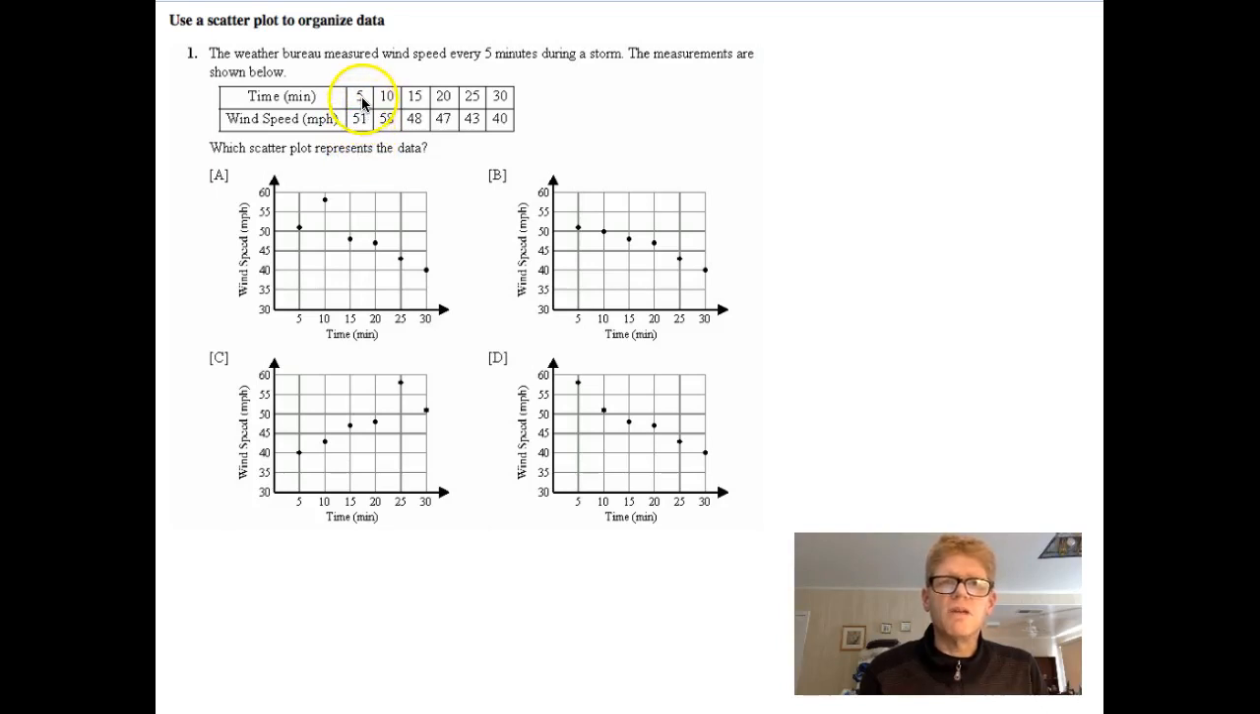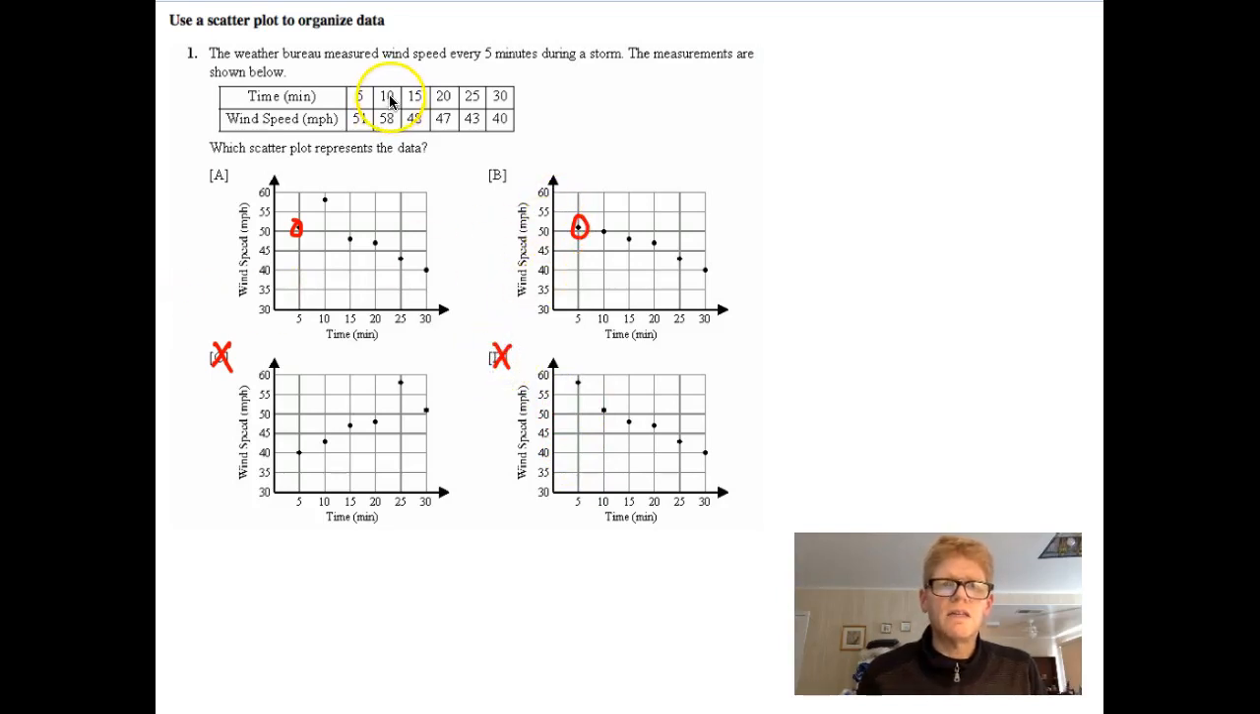So all we have to do is plot these points on our coordinate plane. So 5, 51 should be one of our points. 5, 51 looks like there's one here, and one here, and there's no 5, 51 here, so we know that one can't be right. And there's no 5, 51 here, so that one can't be right either. So we're looking at one of these.